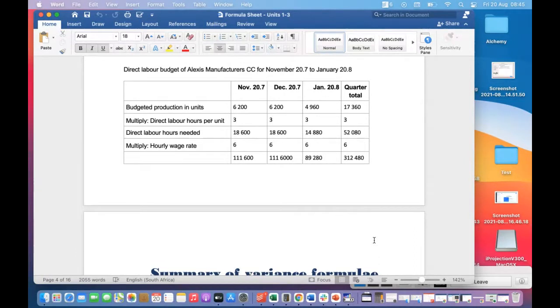Then we're saying, okay, cool. Now that we know how many labor hours are needed to produce how much we plan to produce in November, we're then saying, how much is that going to cost us? So times the hourly wage rate, so that we know how much we're spending on labor. Does that make sense? So this one is pretty straightforward. It's just about getting that budgeted production in units correct. Once you have that, I think you guys are good to go.